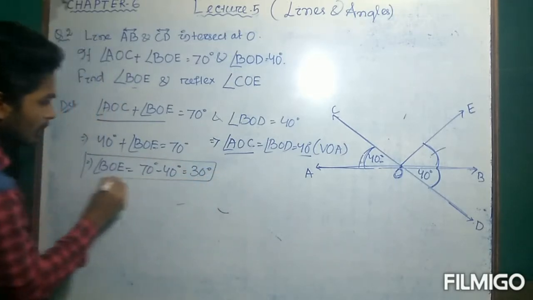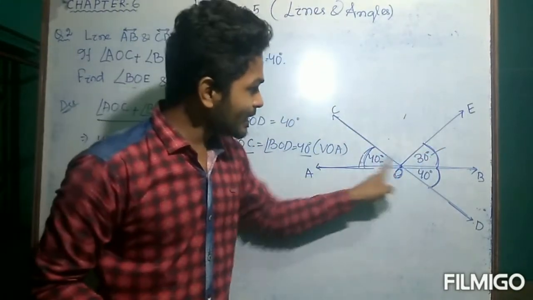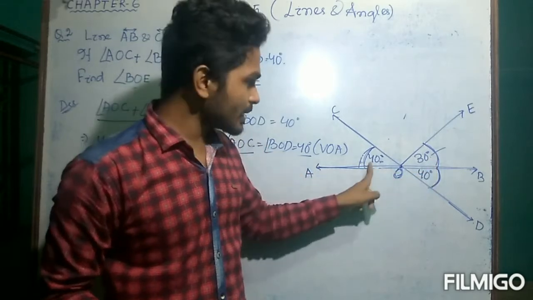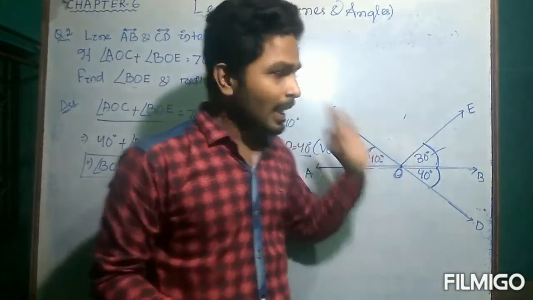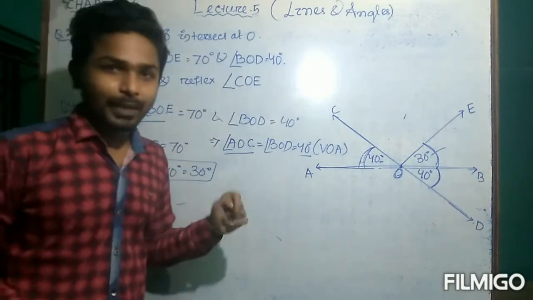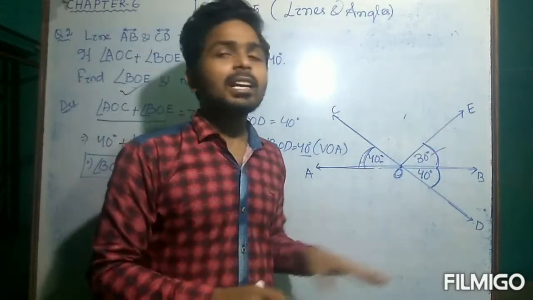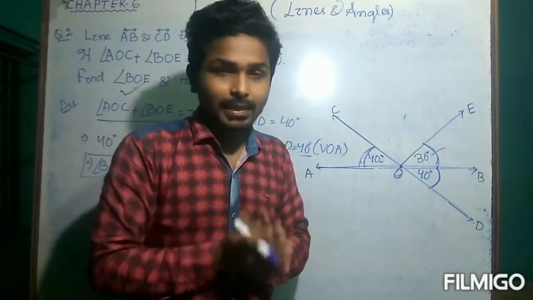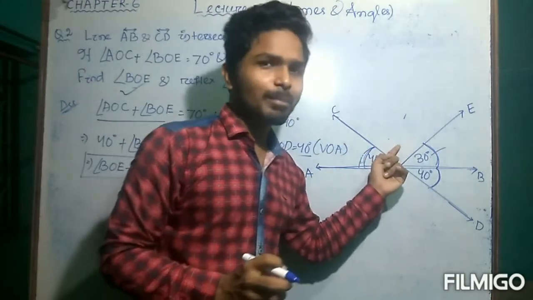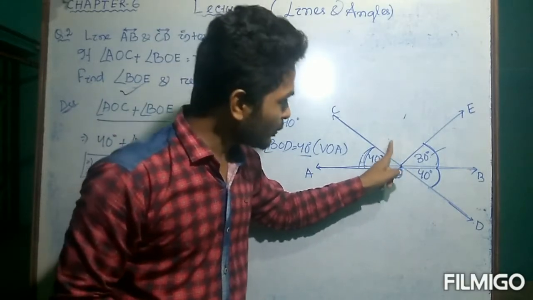Understood? How can you find the value of BOE? It is 30 degree. How? These angles are equal because they are vertically opposite angles. Now this angle plus this angle is 70 degree. If it is 40 degree, then it will be 30 degree. Right? Next, this has been found out. Next, you have to find reflex COE. I have told you what is the meaning of reflex COE. Reflex COE means you have to subtract this angle from the total angle, and the total angle is 360 degree. Sum of all the angles is 360 degree. So first you have to subtract this. But how can you find it? First let me find it, then you have to subtract it. So we have to find it.